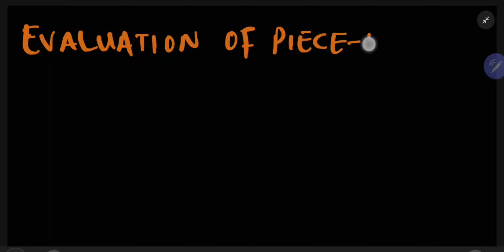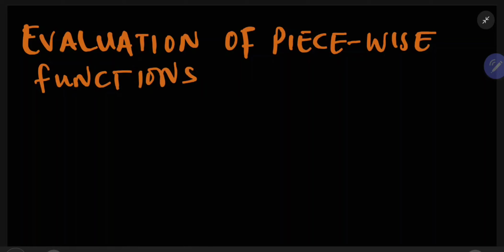So we'll be looking at evaluation of piecewise functions. So what are piecewise functions? Piecewise functions are step functions. They are defined as steps. For example, let's say we want to define a function where inputs are from 1 to 10, but they don't all have the same function from 1 to 10.